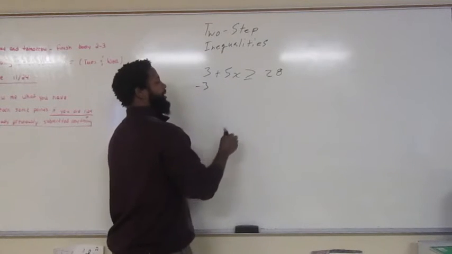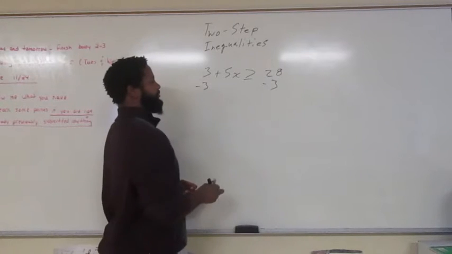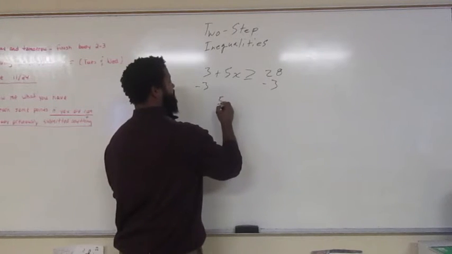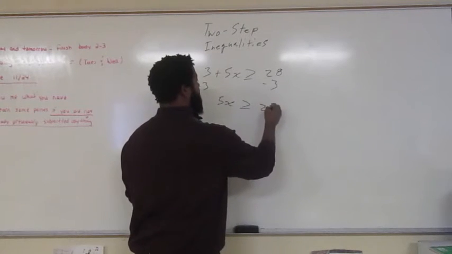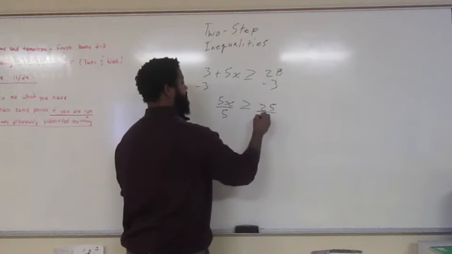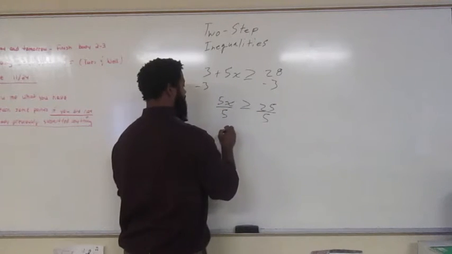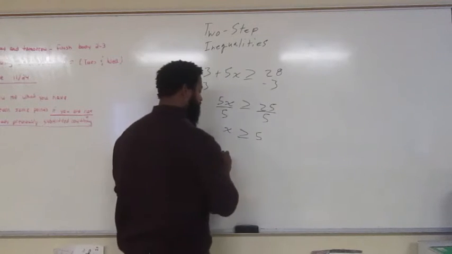Get the 5x by itself. Okay? Just get it by itself. It's greater than or equal to 25. And then just divide. X is greater than or equal to 5. Okay?